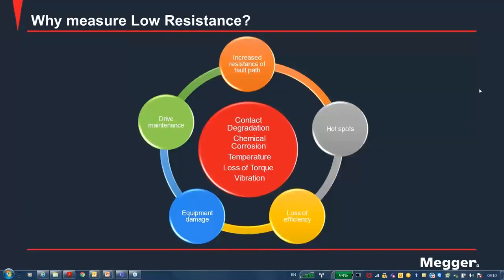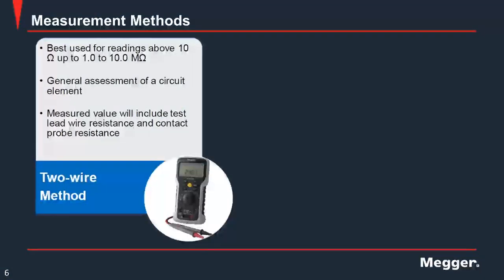Let's look at the next slide. We'll talk about the measurement methods. So the first one is the two-wire method. This method is generally used to measure resistance from 10 ohm up to 10 megohm. And typically you can use a multimeter, as you see here, to make this measurement, and that is used for general assessment on any circuit. Sometimes you also call this a continuity reading with this method.